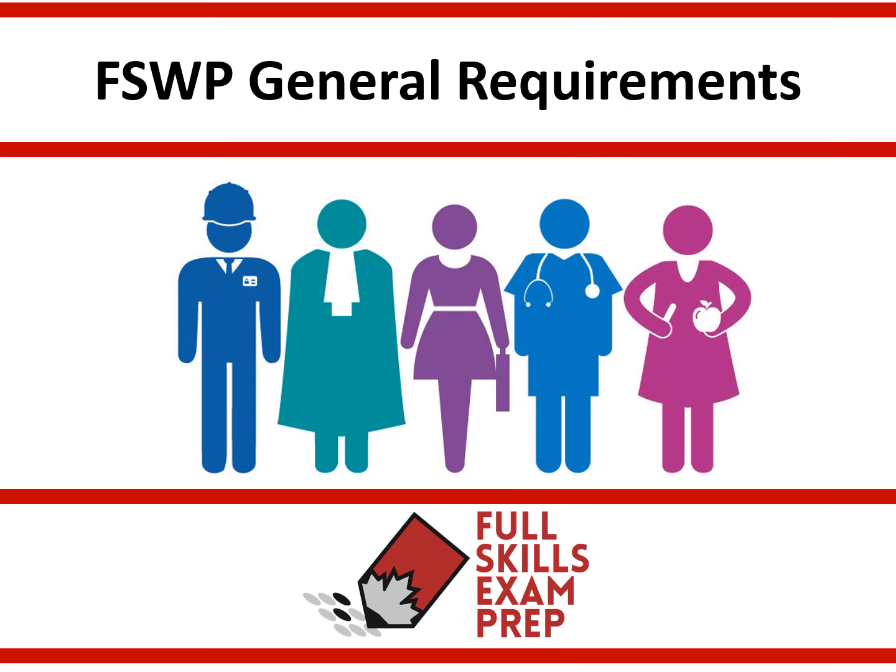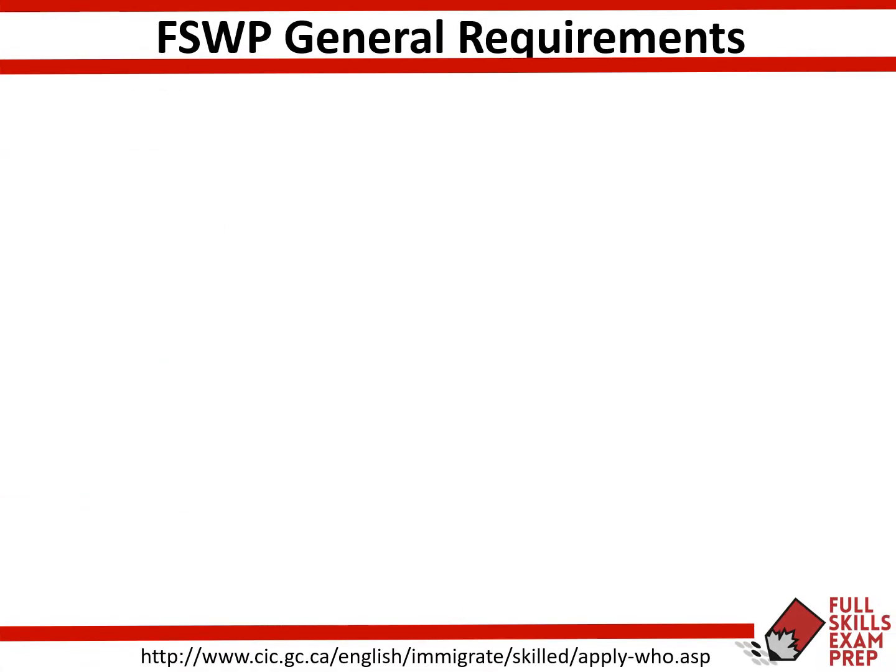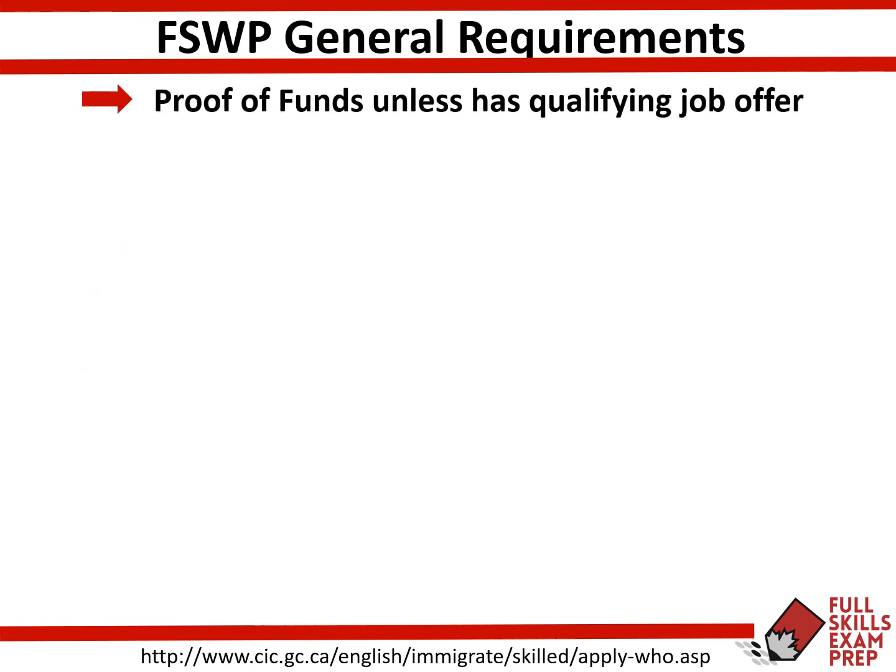So let's take a look at those general requirements of the Federal Skilled Worker Program. Now in here you have quite a few little elements. You have those common elements, just like in any other economic stream of immigration. Of course, the proof of funds is needed. If a person has a qualifying job offer, he or she does not need to prove that. Remember, the person cannot intend to live in Quebec.